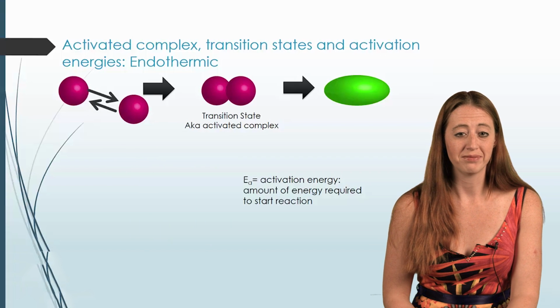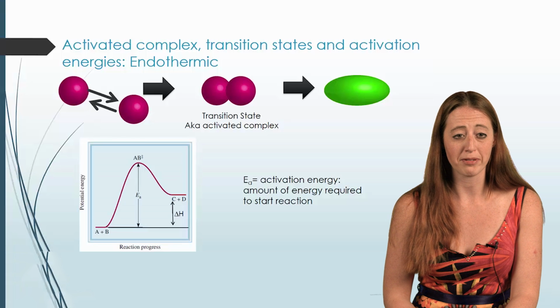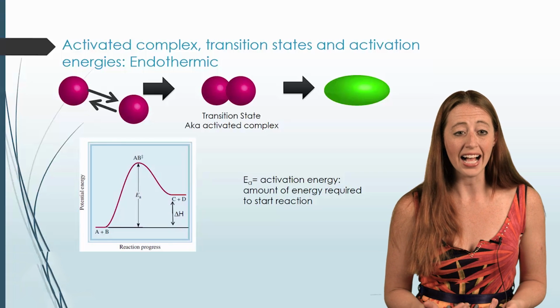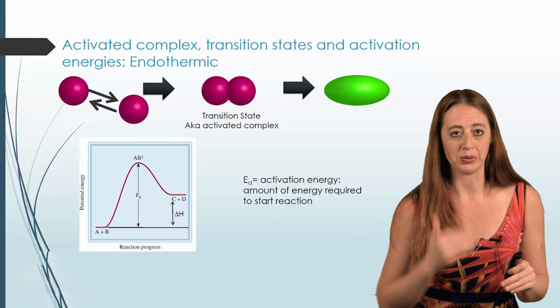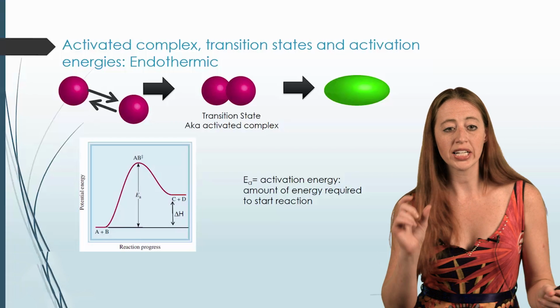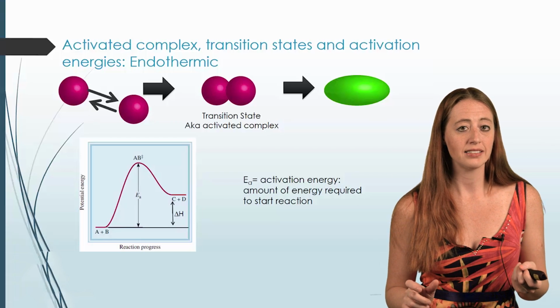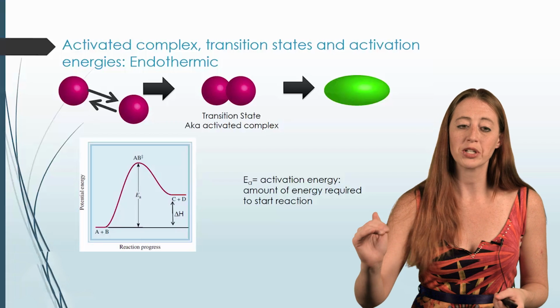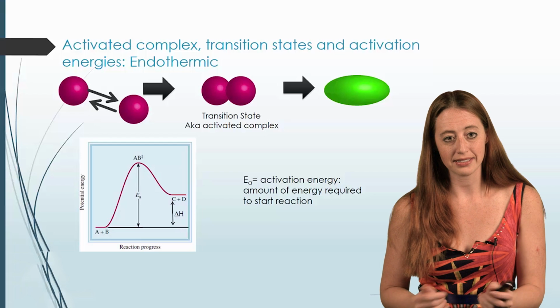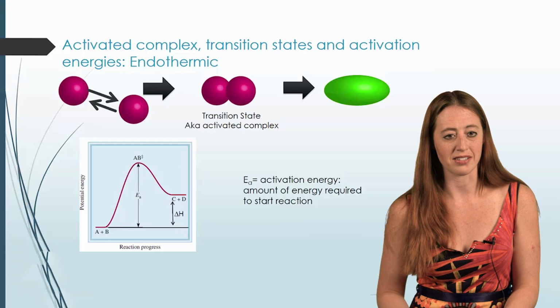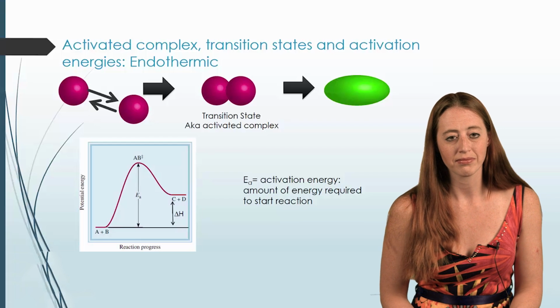So let's look at the graph now. It looks almost the same as before, except that now your EA is still going from AB up to your transition state. But if you look at your relationship between CD and AB, you can see that your products are higher. Your products are higher than your reactants. And so your delta H is therefore different because of that.